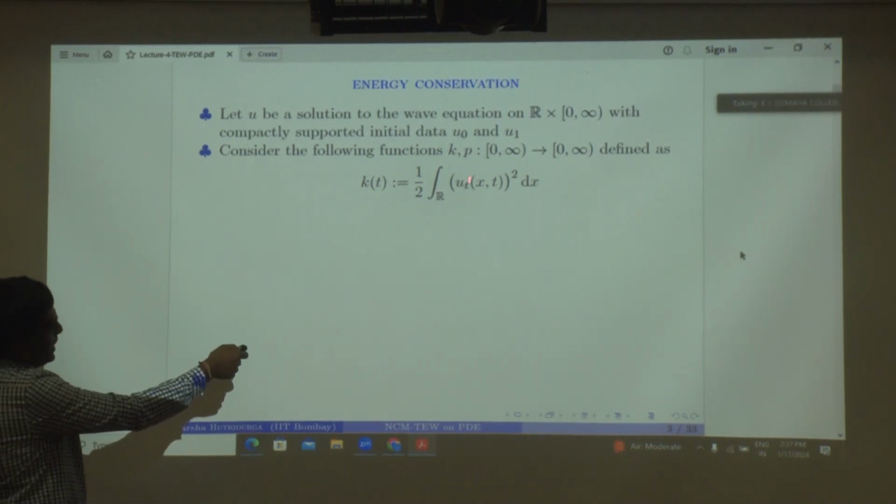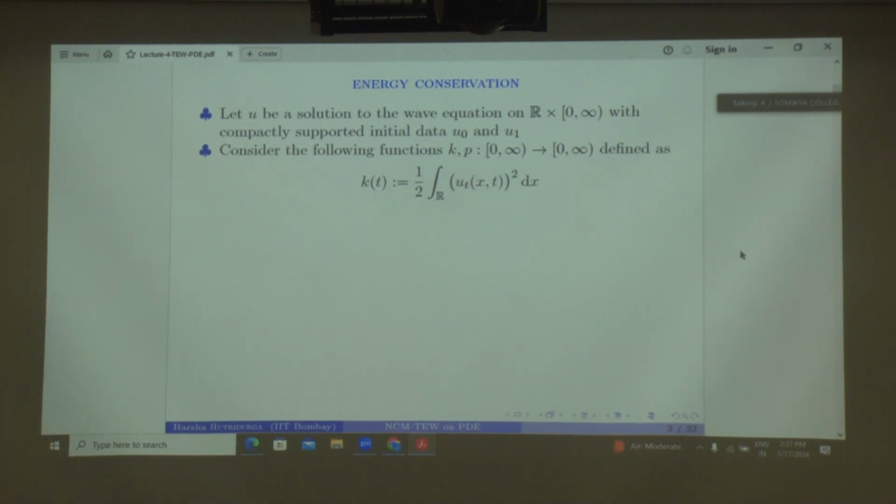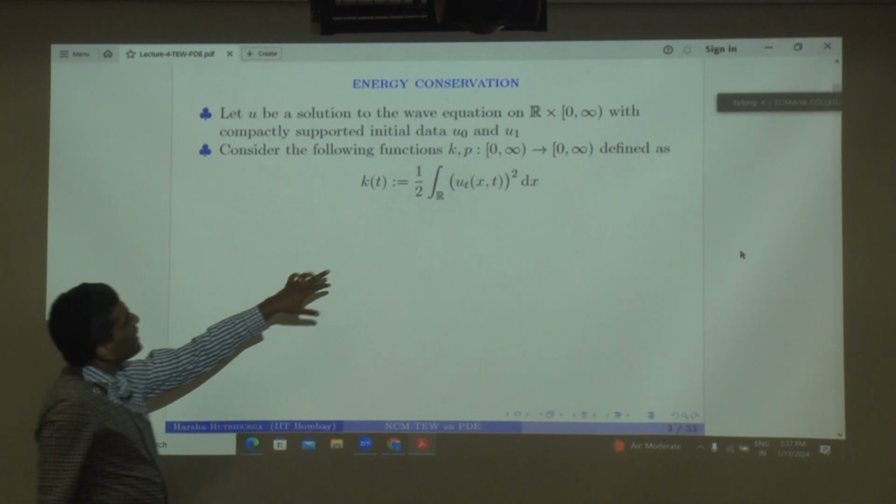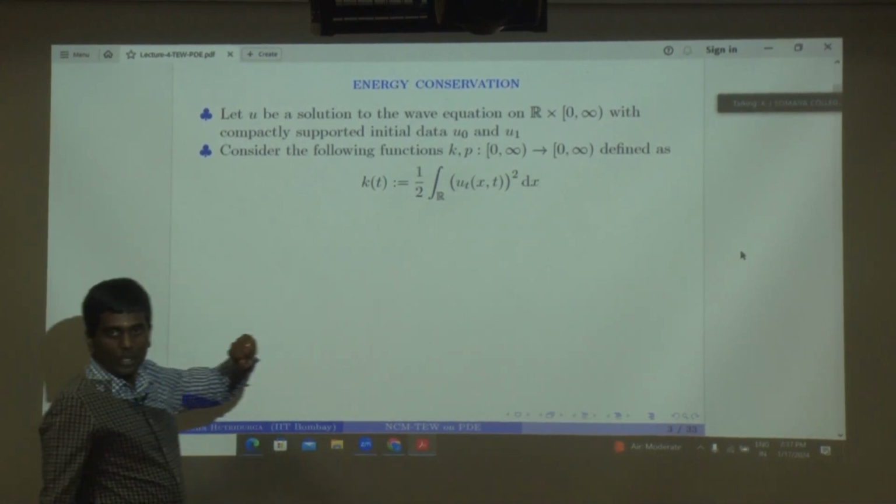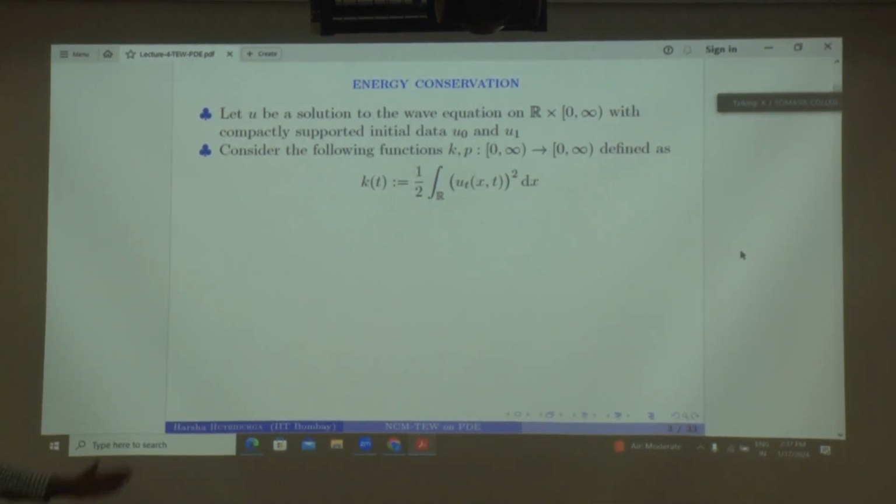We are taking the time derivative of the solution and squaring it and integrating in the x variable. Because this is a function of x and t variables, we have integrated out the x variable, so what is left is a function of the t variable. And we are throwing in a half here, you will realize why later on. So this is just a function of t, the time variable.